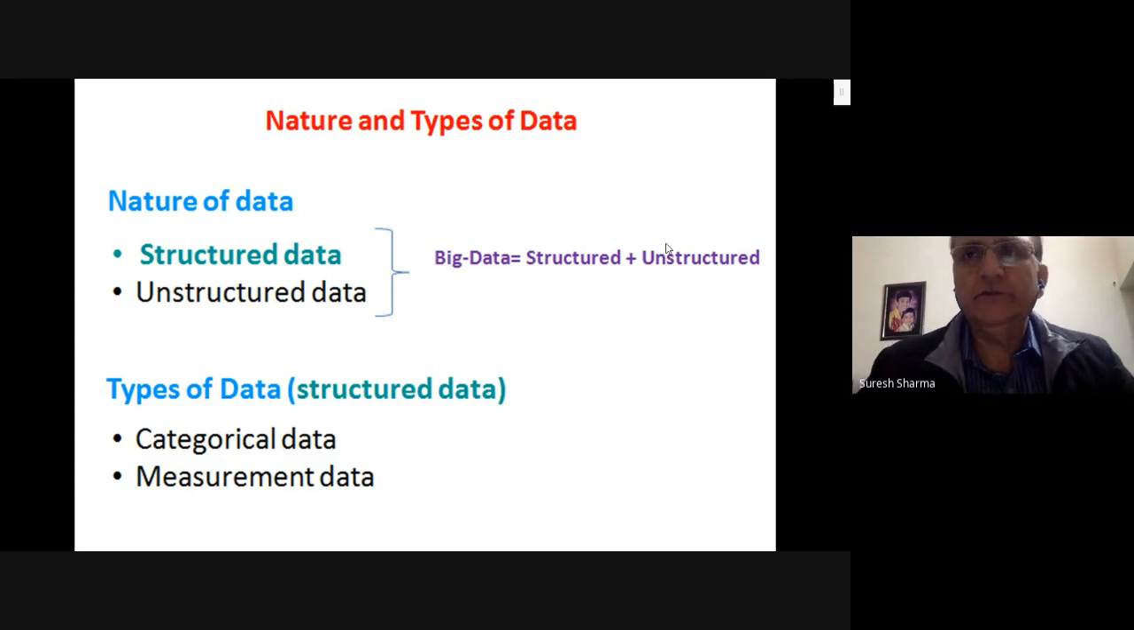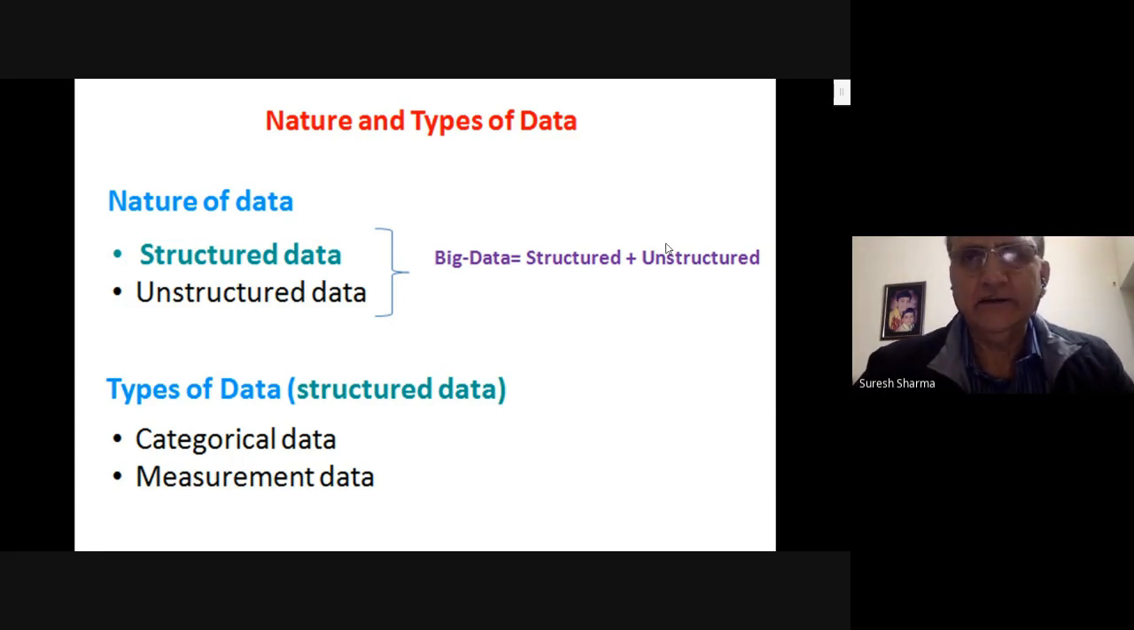So this kind of data, which was in the form of certain labels but easily convertible into numeric form, also comes under structured data. So basically, what is structured data? Either it is already in numeric form, or it's easily convertible into numeric form. This is what we mean by structured data.